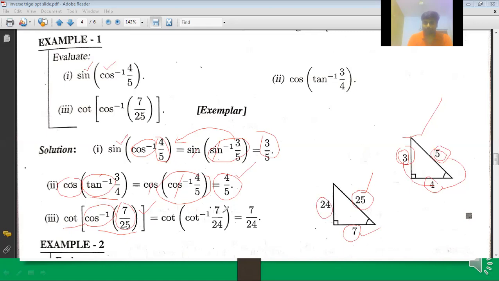Correct? That means, can I write cos inverse of something as cot inverse? Cot means opposite of tan, so adjacent by opposite. Correct? 7 by 24. Then cot inverse, cot cancel, 7 by 24 is the answer. It's very easy. Hope you've understood. Now let us go for the next problem in this.